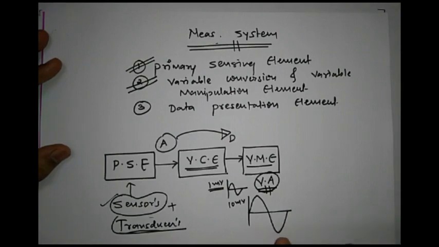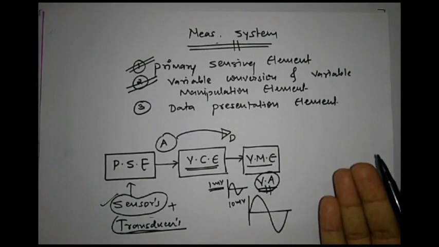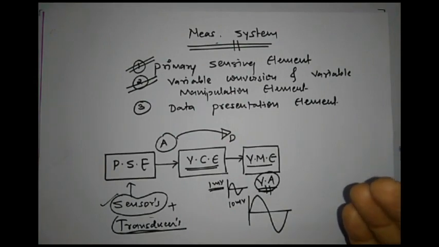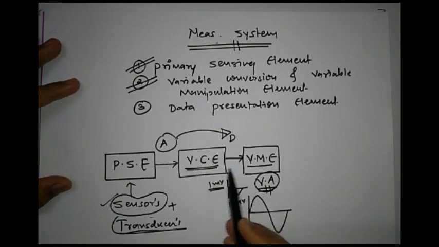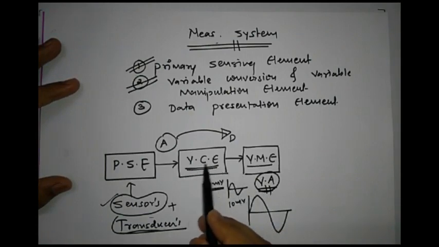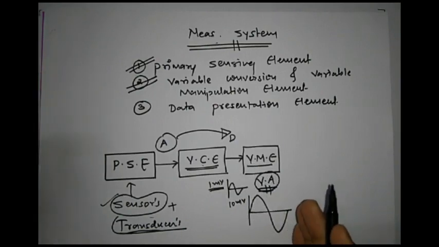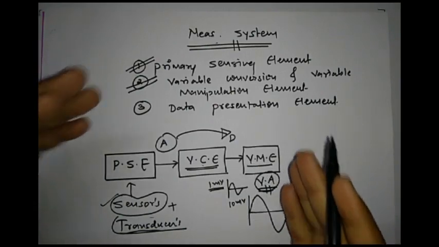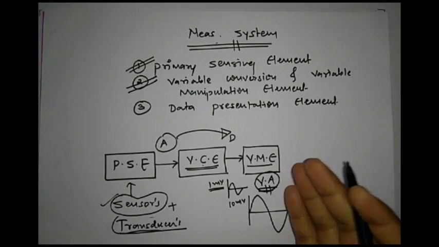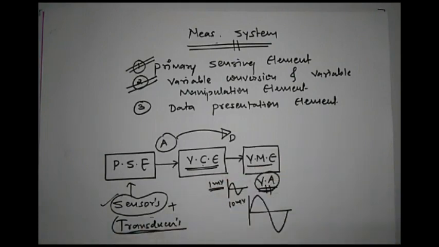Sometimes it may be possible that the output of the variable conversion element is too high and the next stage of the measurement system requires the signal magnitude to be in a limited zone. So in that case we need to use an attenuation circuit. So I can say that the combination of the variable conversion element and the variable manipulation element basically performs the function of signal processing and information processing on a given quantity.